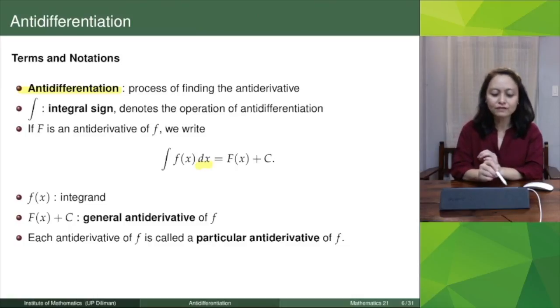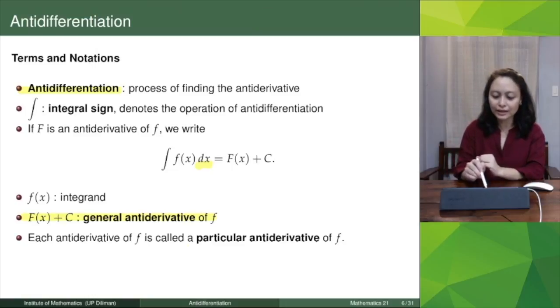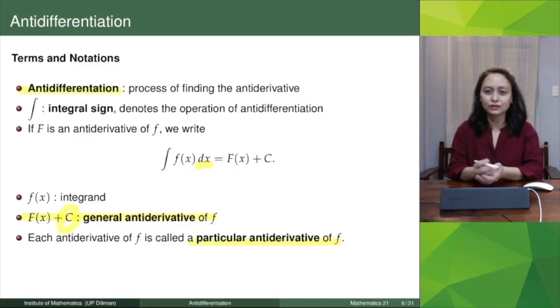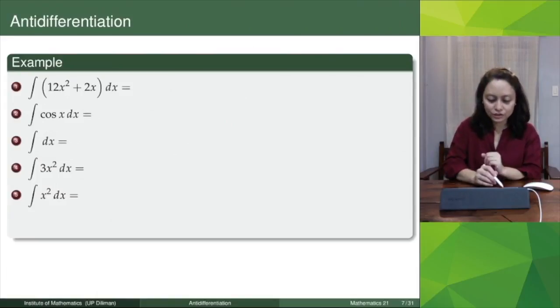And capital F of x plus c is called the general antiderivative of f. Now, each antiderivative of f is called a particular antiderivative of f. If you replace c by a constant, you call that a particular antiderivative. Okay, so just to practice the notations, this is what we have solved earlier.